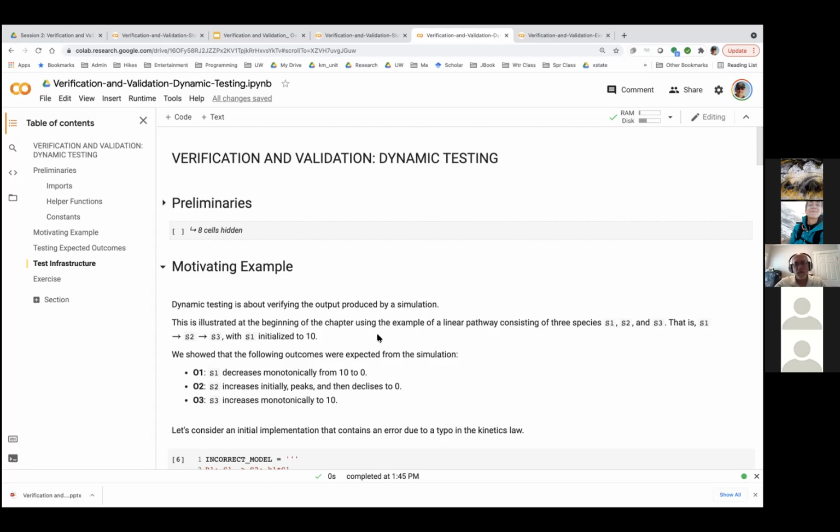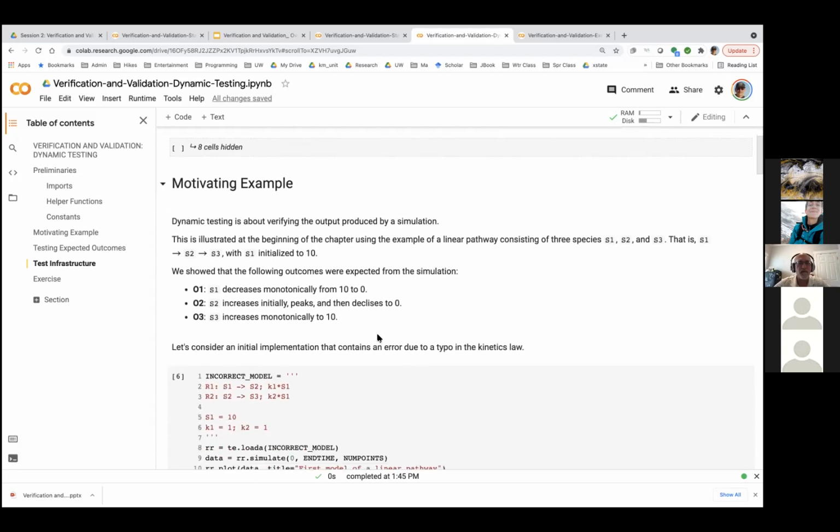So that's an abstract statement. Let's work through a specific example and see what makes sense in terms of this idea of a predicate. We're going to look at this model here where we have 3 species. It's a linear pathway. So we have S1 goes to S2 to S3.